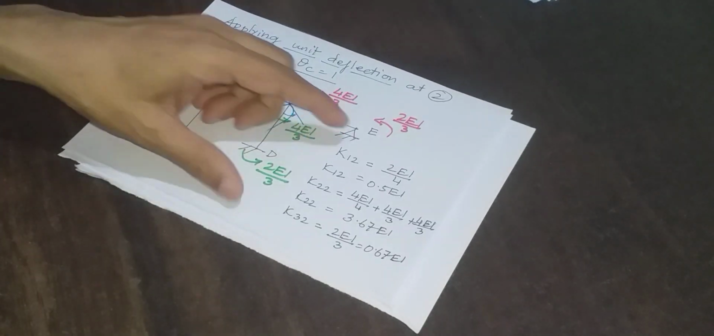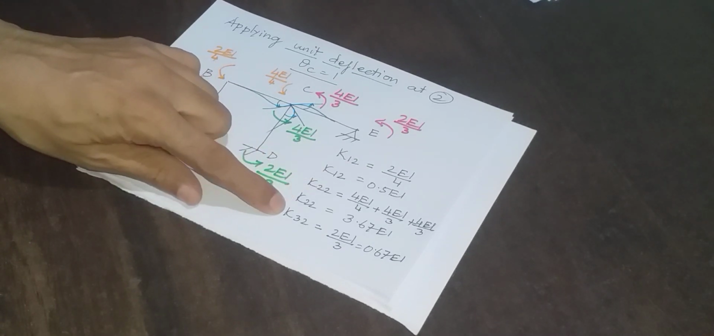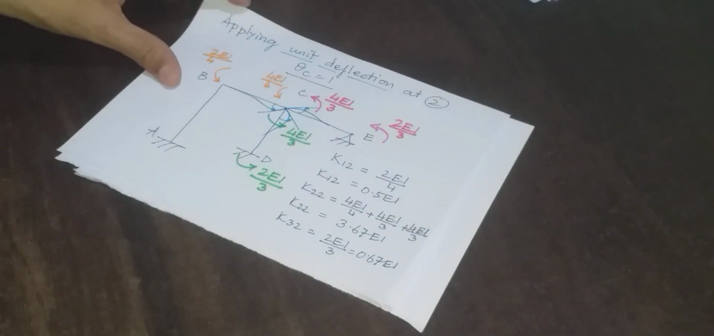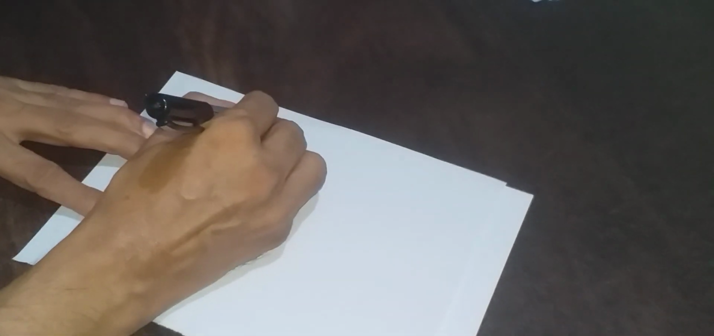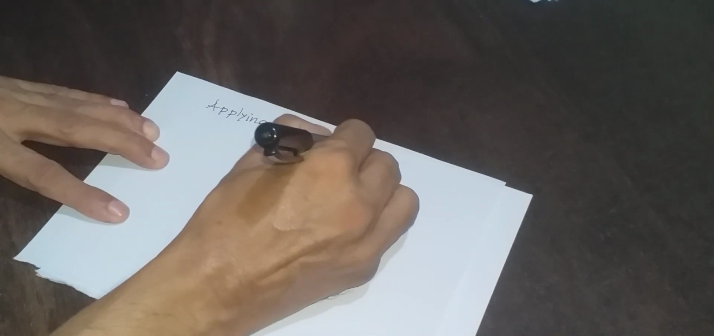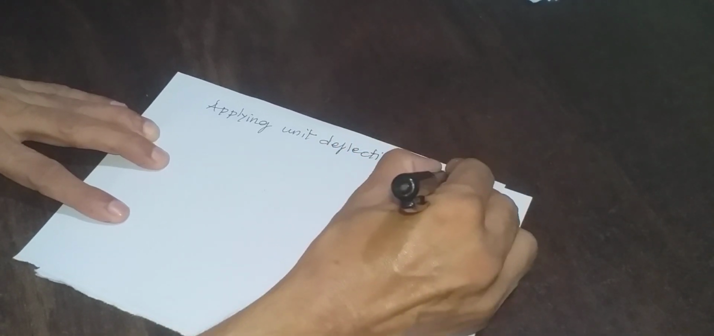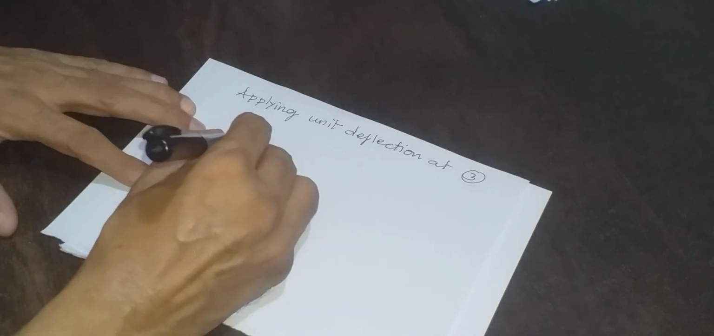So I have generated the second column of stiffness matrix, K12, K22 and K32. This is the second column of stiffness matrix. Now last, applying unit deflection at coordinate 3. To generate the third column of stiffness matrix, I need to apply unit deflection at coordinate 3.